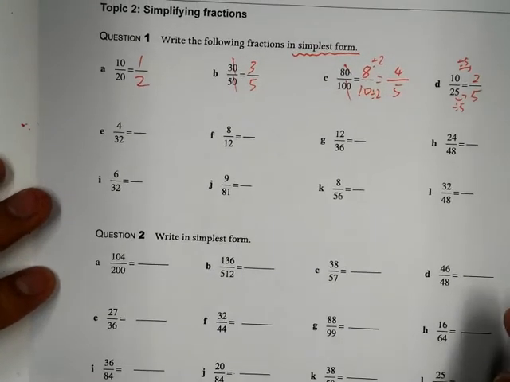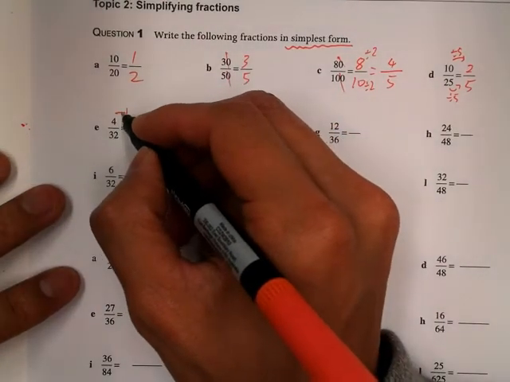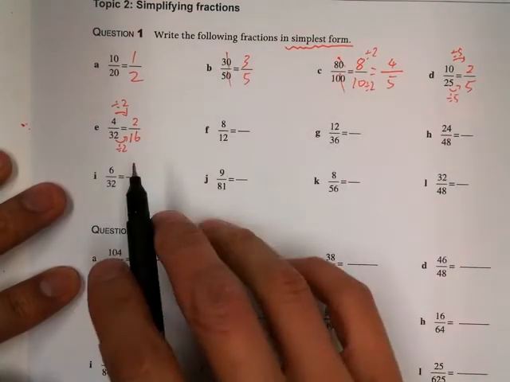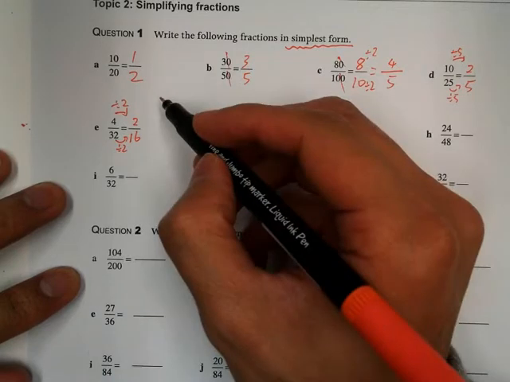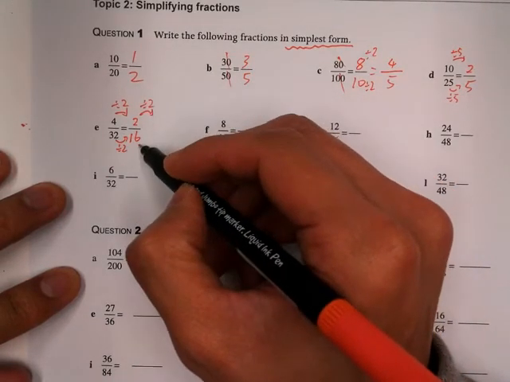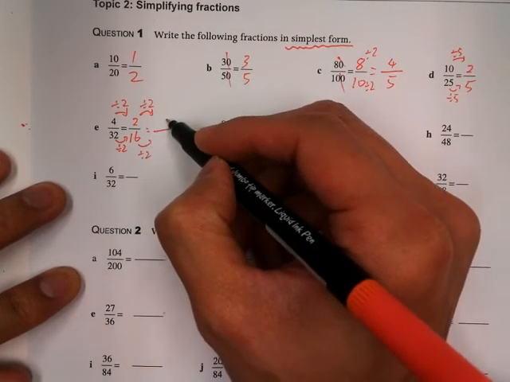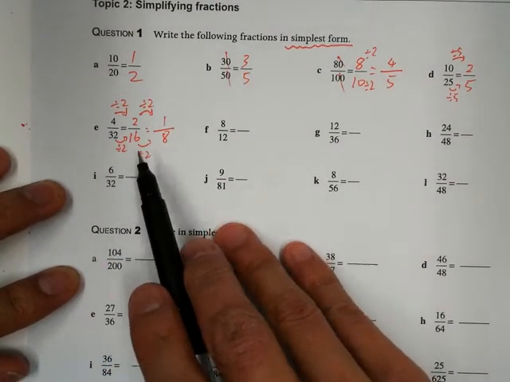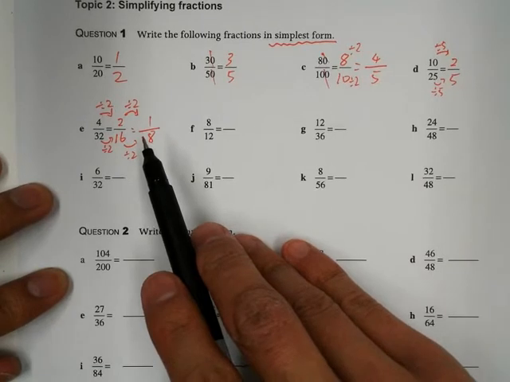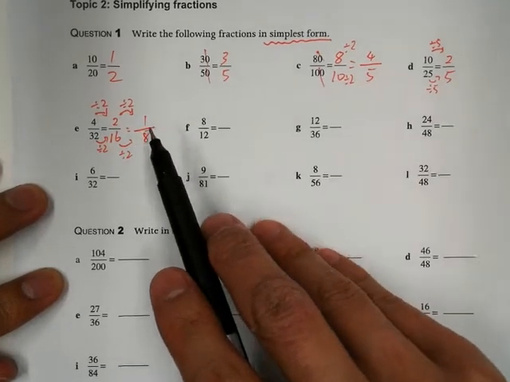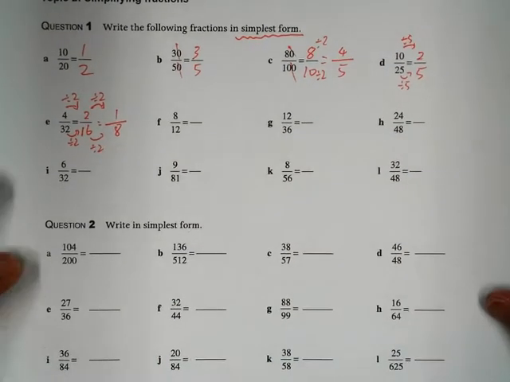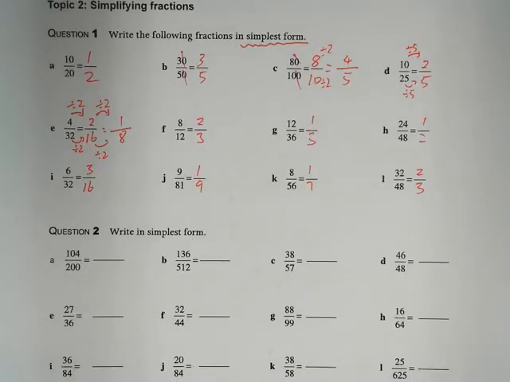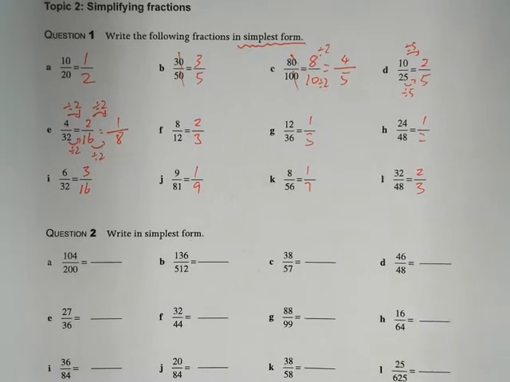For question E, we can divide it by 2, so we have 2 out of 16. After I had the answer, I realized we can also divide by 2 again. So therefore I have 1/8. See, when I simplify the fraction, I do 2 steps. More than 1 step, that's fine. I will show all the answers to you. So here are the answers. Now let's move on to question 2.